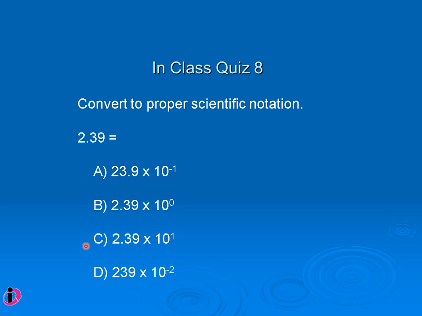Another example here. This is the last one. 2.39. You don't have to move the decimal point at all, right? But you still want to write it as scientific notation. So the power of 10 will be 0. So the right answer is D. I'm sorry, the right answer is B. Right?